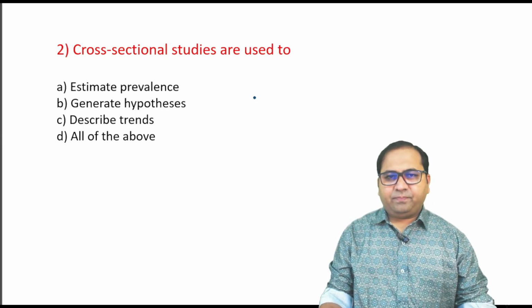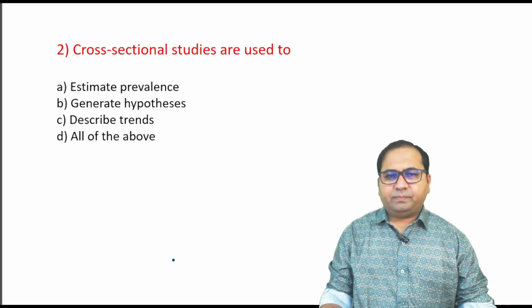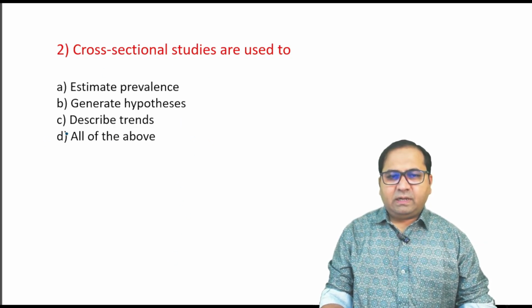Now second question. Cross-sectional studies are used to. The options are A. Estimate the prevalence, B. Generate the hypothesis, C. Describe the trends, or D. All of the above. What is the answer? The answer for this question is D. All of the above. That is, they are helpful for estimating the prevalence of the disease, to generate the hypothesis, and to describe the trends.